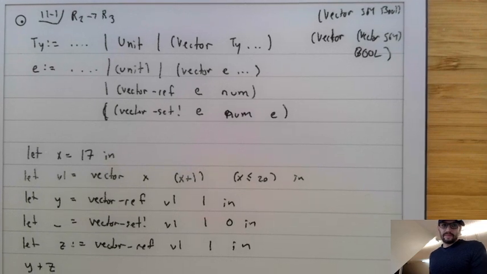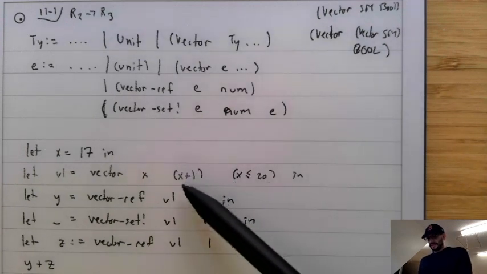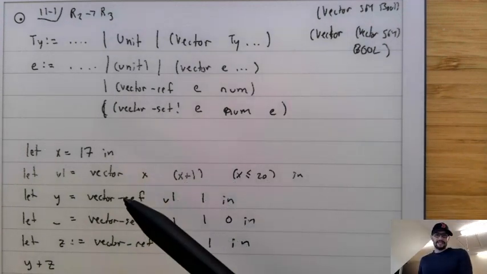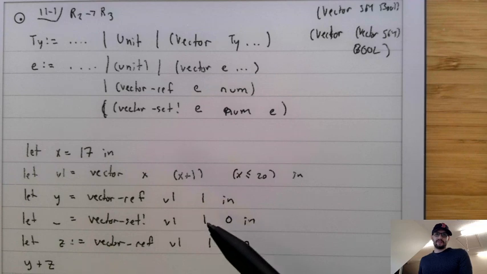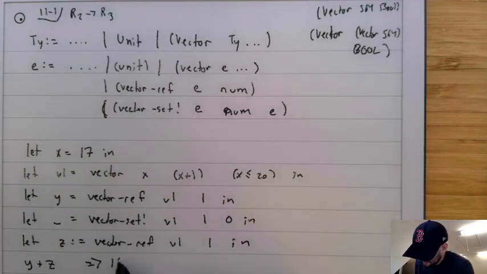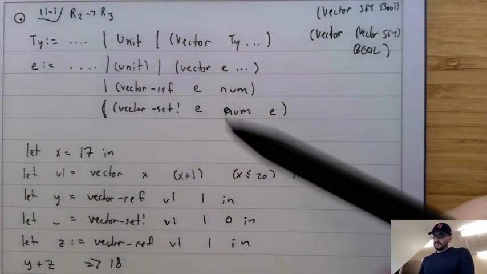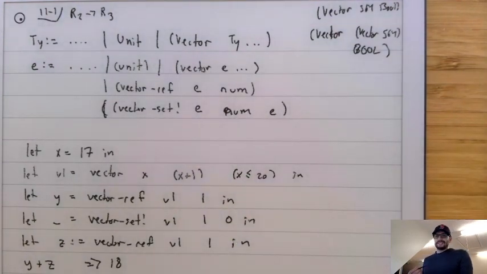Now this program, what is it going to evaluate to? Well, 17 goes in here and turns into 18, so y is 18. Then we set the first thing to 0, and then we read it, so we should get back the result of just 18, not 36, because this one right here modified it. Okay, so this right here is a quick description about what the language is. The unit value is a value that doesn't have any interesting things about it. It doesn't mean anything. And it's the result of doing a vector set.